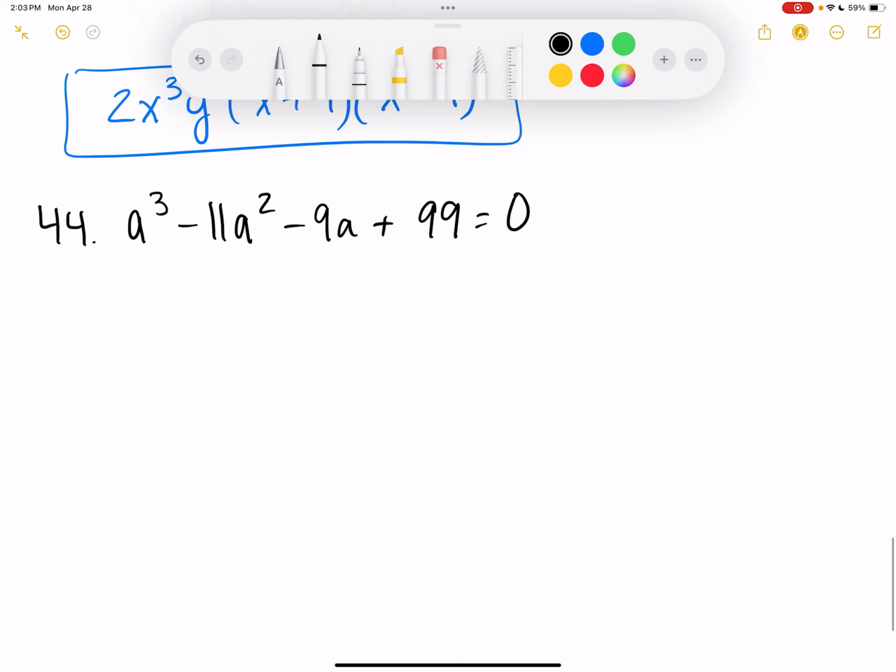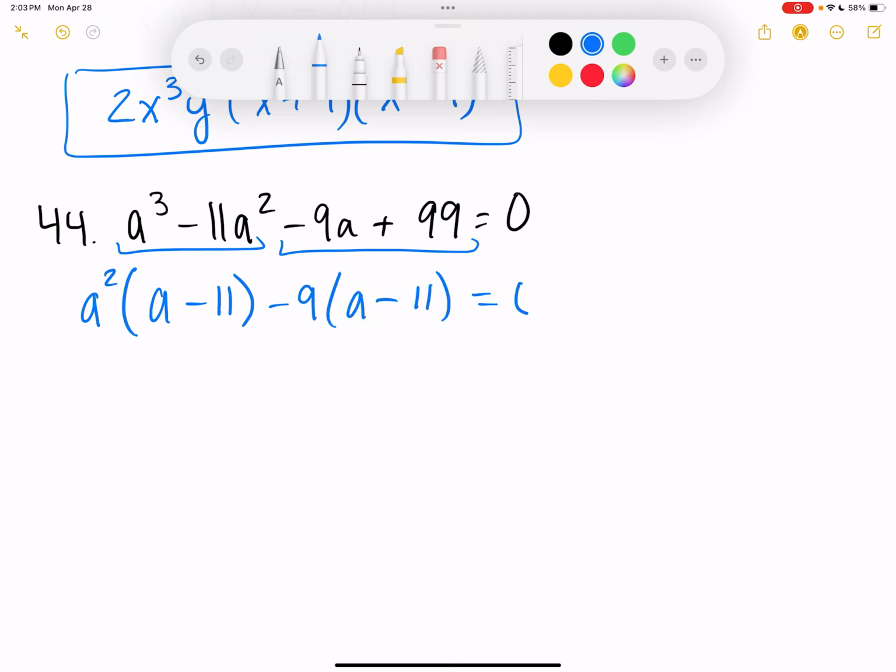Okay, so we're going to maybe group. Factor by grouping. What do I take out? A squared, or a to the second power. That leaves me with a minus 11. What do I take out over here? Negative 9, because I know that I need this term to be minus. So negative 9 leaves me with a minus 11. So I've got a squared minus 9 times a minus 11.